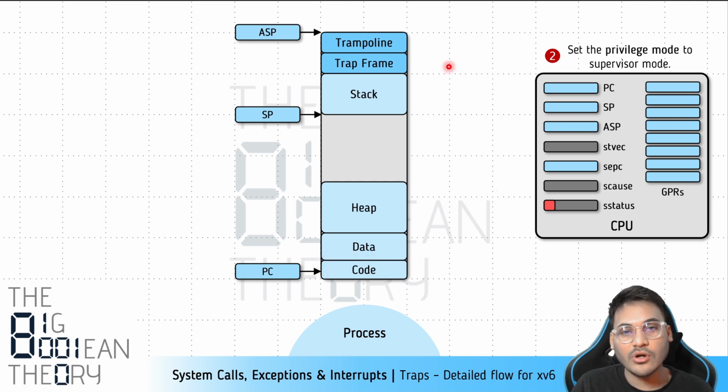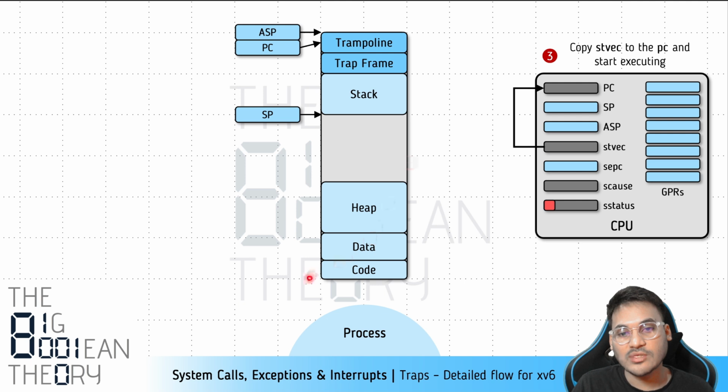And what we are doing, we want to start executing the trampoline code. The address of the trampoline code has been put into this trap vector register, this gray color you see. So after raising the privilege level, we copy this value to the program counter, and you can see the program counter jumped from the code section to the trampoline section. So now we are in a position to start processing the trap.